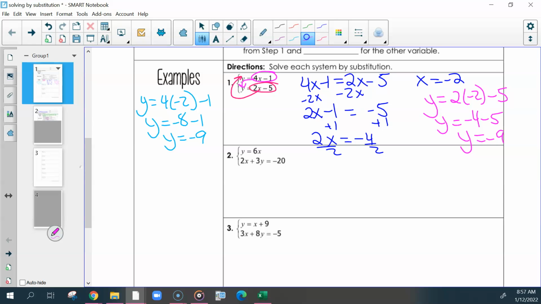So just as one of those is yours, the other one is not. Just as we were graphing, the answer choices could be an ordered pair, no solution, infinitely many. This is the same thing. So when we find one solution, we have to write it as an ordered pair.